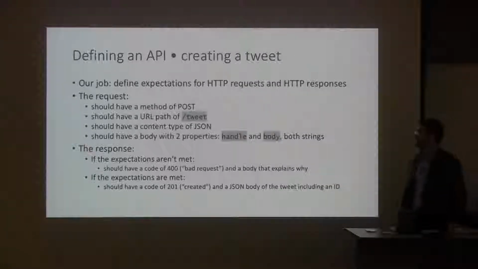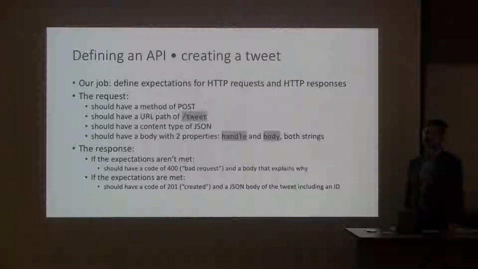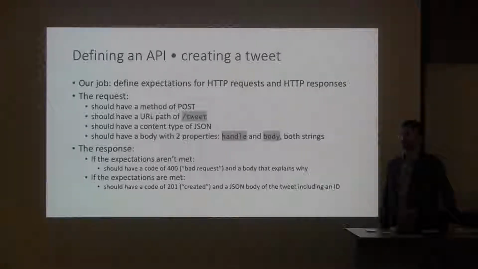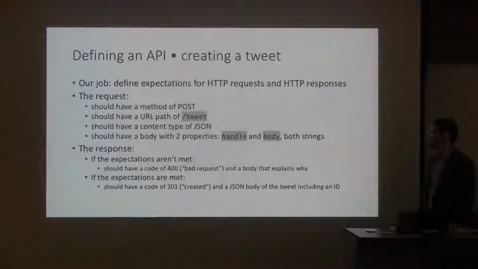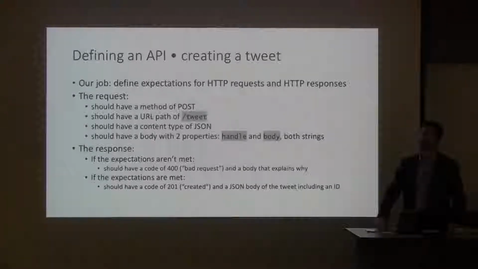The response, if these expectations about what the request is are not met, then it's going to return a code of 400, which is shorthand for bad request, and a body that explains why. Maybe they didn't give us JSON content. Maybe the request had a handle but not a body, or maybe the body was an array instead of a string. All of these things are things we would need to check for and return an appropriate code for, a 400 code if that wasn't met.